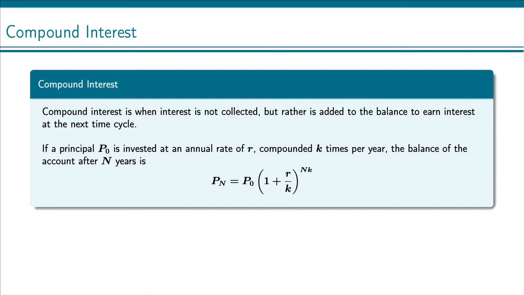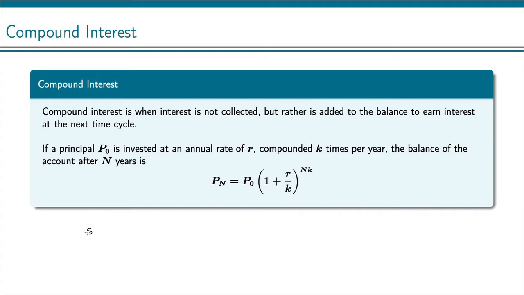Now we're going to talk about compound interest. Compound interest is where the interest that we make is then added to the balance, and we make interest on that interest during the next payment period. So let me just give you a quick example of what I mean by that.